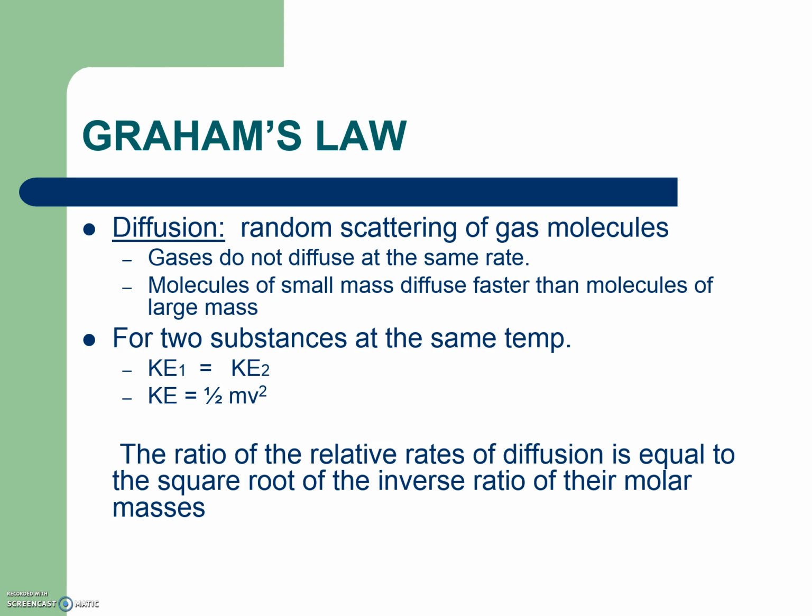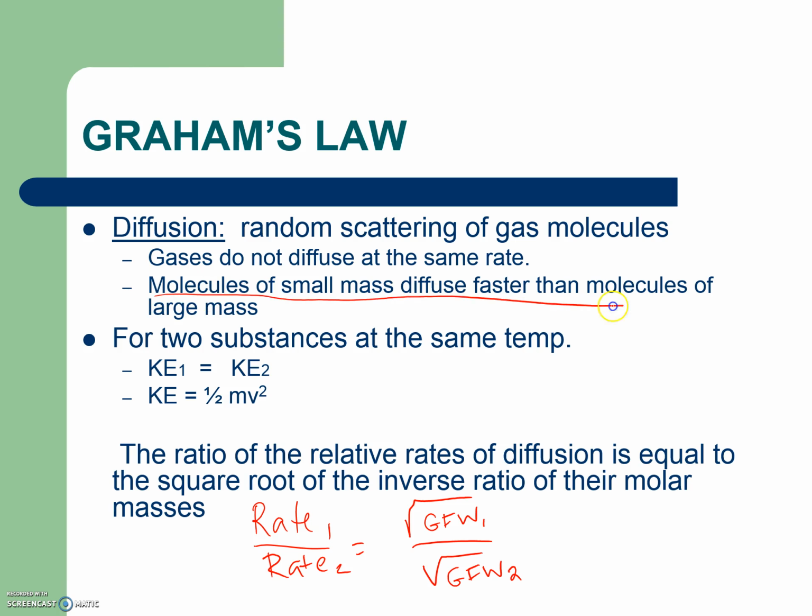So the ratio of the relative rates of diffusion is equal to the square root of the inverse ratio of their molar masses. Gosh, that sounds awfully confusing. But what it's saying is that the ratio of their relative rates, so rate 1 over rate 2, is equal to the inverse ratio, which means the square root of the Graham formula weight of substance 1 over the square root of the Graham formula weight of substance 2. And that's the equation we use to solve problems. But this idea that small mass diffuses faster than molecules of a large mass is the key idea behind this.